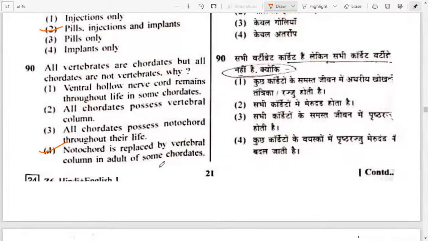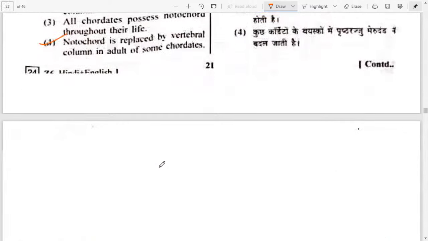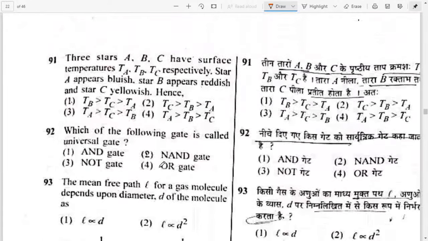We have completed biology 90 questions. Dear students, let us see NEET 2020 phase 2 physics questions. In this test you will have 45 questions. I have taken booklet code of Z6. Let us see the questions of physics.